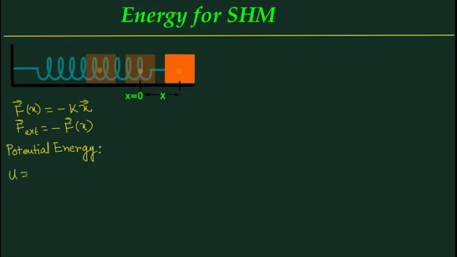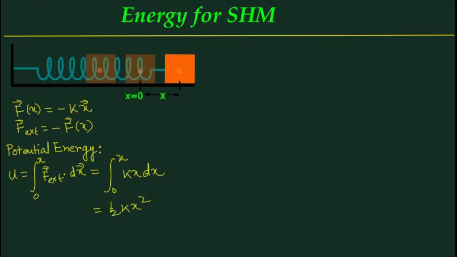U equal to the integration of the external force dot dx. As we displace from x equal to 0 to x, the limits will be 0 to x. So this is equal to the integration from 0 to x of kx dx. If we integrate it, we will have half k x square.